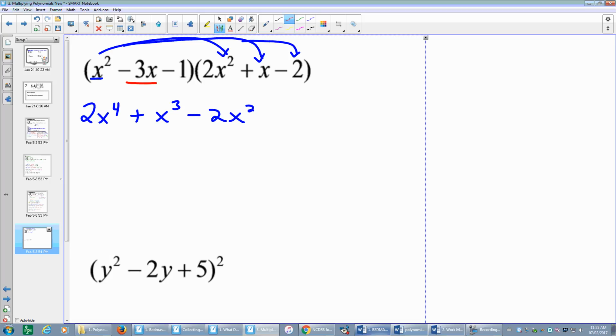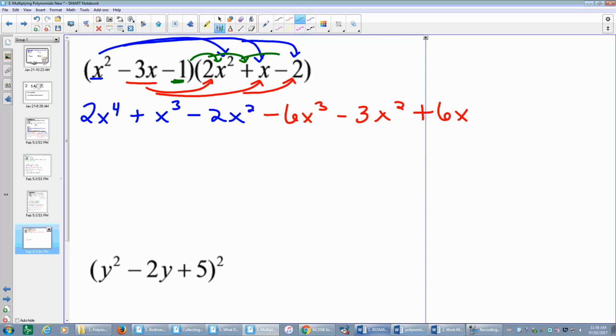Then I'm going to take this next term, negative 3x, and multiply it by every term inside that second bracket. So I'll get here negative 6x cubed minus 3x squared plus 6x. And my final step, I have to take this last term here and again multiply it by every term in that last bracket. So it's negative 2x squared minus x plus 2.